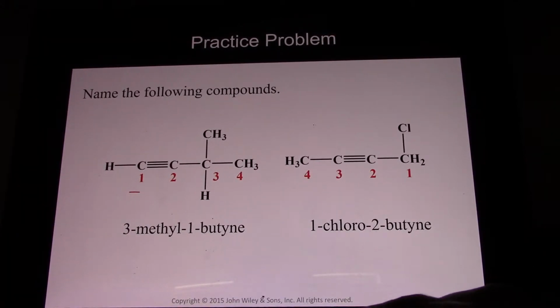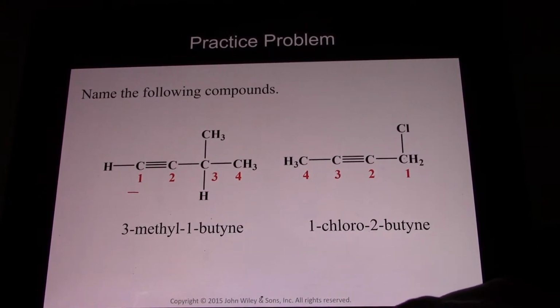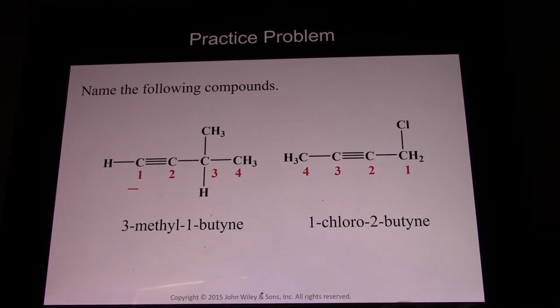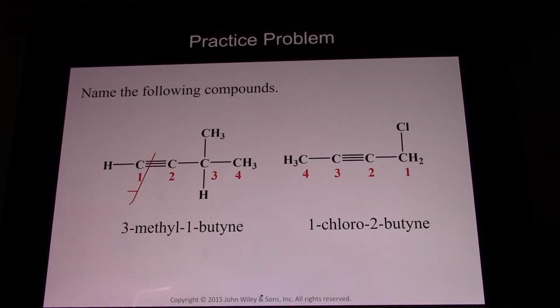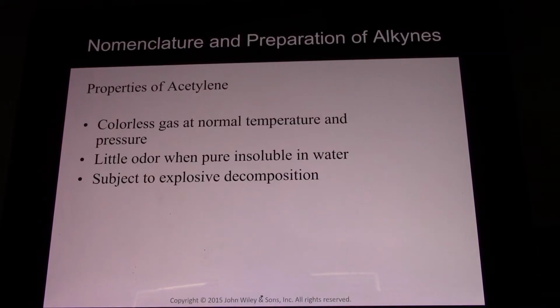Here, numbering from either way would put the triple bond on carbon 2, but you have a chloro, and so now the tiebreaker is which one gives that one the lowest number. If the other way would have given the triple bond a lower number, then that would take precedence. But because both directionalities would put the triple bond between 2 and 3, the tiebreaker is the next functional group coming off of it, and that would put it on 4 instead of 1. So this direction is more correct, giving you 1-chloro-2-butyne.